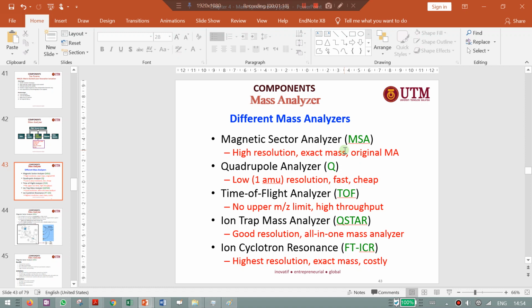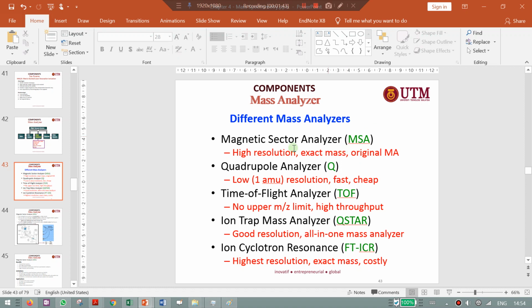We want to separate between molecular ion and fragment ions, so that we can obtain information regarding the functional group, and we can obtain the structural information of our molecule. That is the importance of the mass analyzer. Without the mass analyzer, we cannot separate the fragment ions. We cannot separate the ions, so we cannot obtain the information regarding the functional group as well as the molecular structure.